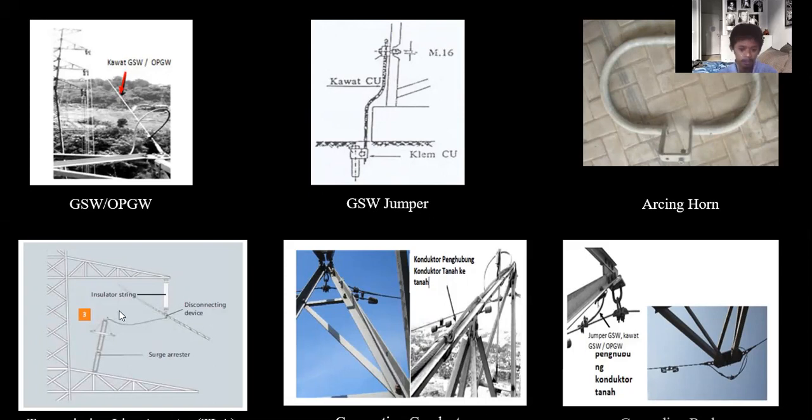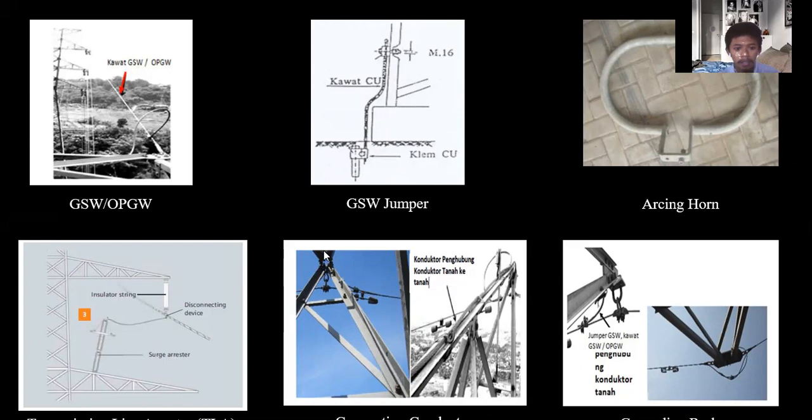Number four is the transmission line arrester or TLA. These wires are attached directly to the towers, providing a path for the lightning directly to and through the towers to the ground straps at the base of the towers. Number five, connecting conductor.